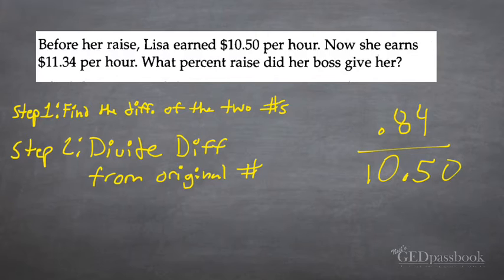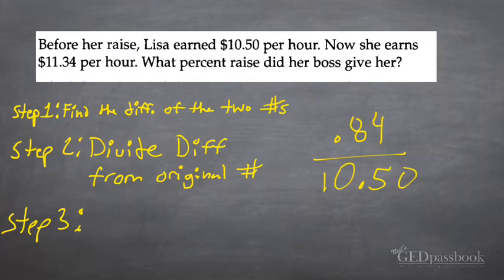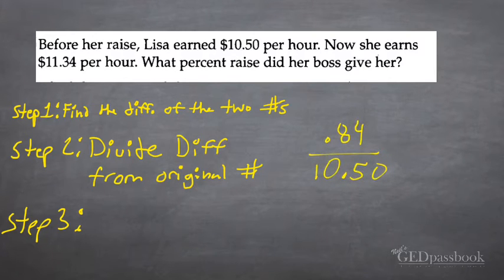So, somebody with the trusty old calculator do the calculation. Okay, what's 0.84 divided by 10.50? When you do this division, we end up getting 0.08. 0.08, same thing.